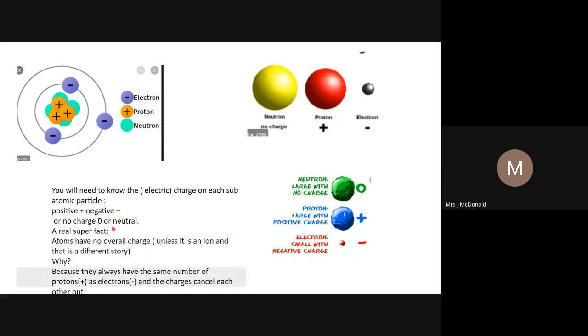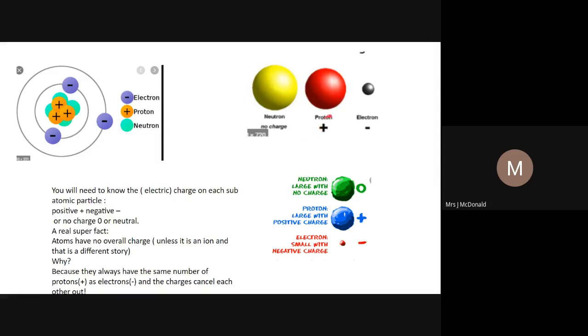And this is a really super fact that you'll also need to know. Atoms have no overall charge unless that atom happens to be something called an ion, and that's going to be a different presentation. So why do they have no overall charge? Because they will always have the same number of positive charges as they will negative charges, and a positive and a negative charge cancel each other out. So the positive and the negative cancel each other out.